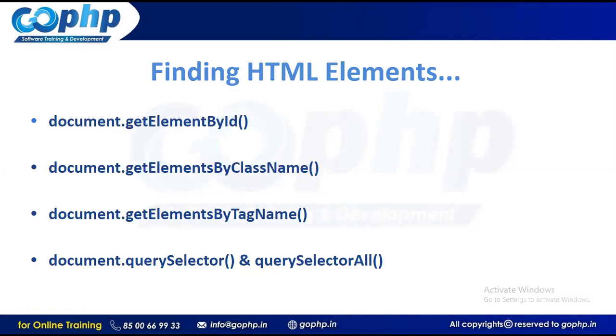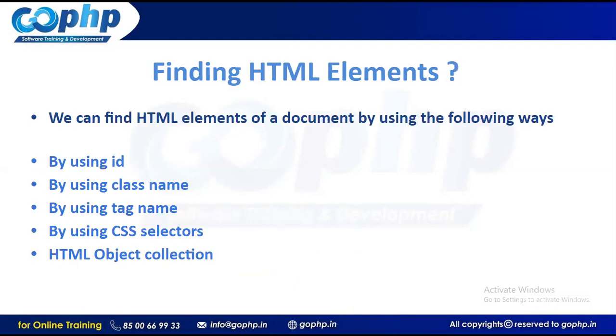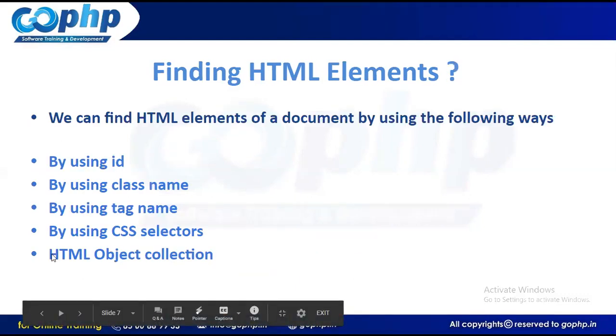If it is only one element manipulation, just go with get element by ID. If you want to manipulate multiple elements at a time, then you can use the remaining methods, guys: elements by class name, or elements by tag name, or query selector, or query selector all. So this is finding DOM elements, guys. Very important thing, guys, finding DOM elements. We will also see the HTML collection, and don't bother about it.